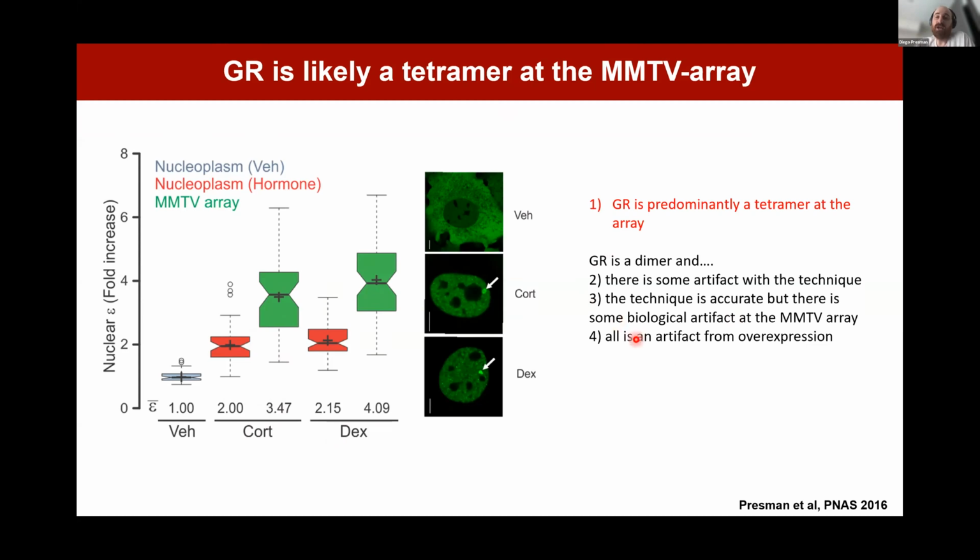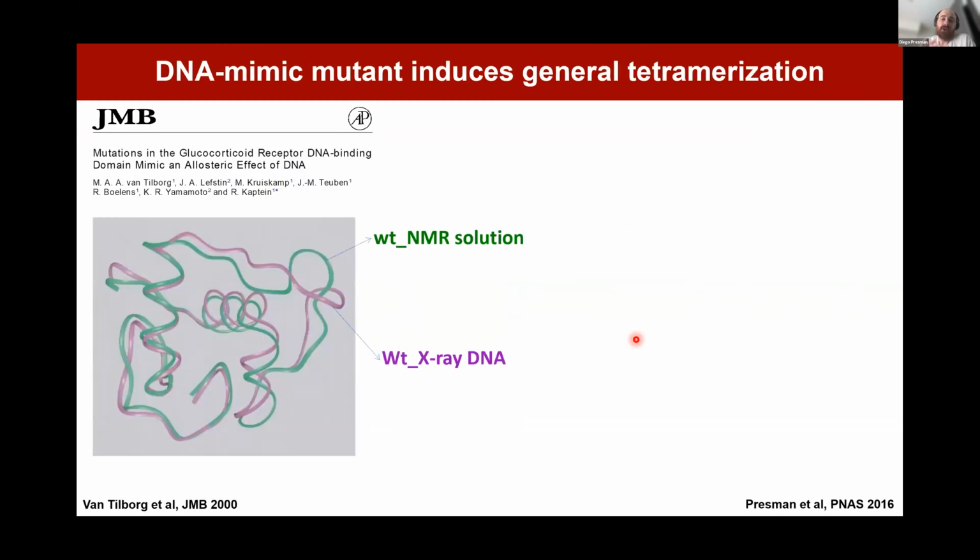So we tried to rule out, well, maybe GR is a dimer, and we're seeing some sort of artifact. I'm just going to mention one that personally convinced me that we actually had something real here. So I was looking at this paper. These authors were studying the DNA binding domain fragment of the protein, so just the part that binds DNA.